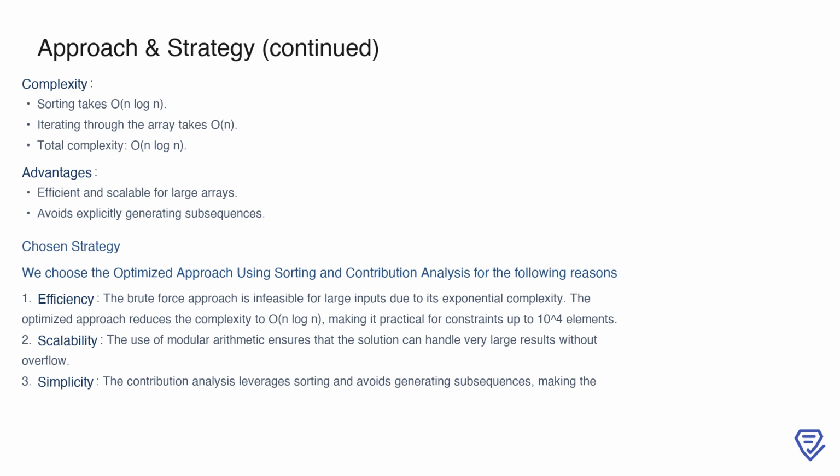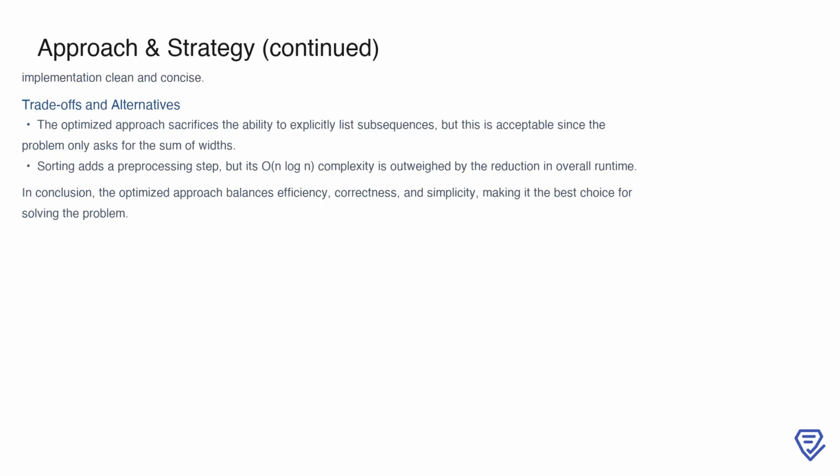Given these advantages, the optimized approach is the clear choice for solving this problem. It strikes a balance between computational efficiency and simplicity, ensuring that we can handle even the most challenging input sizes. While the optimized approach does not explicitly generate subsequences, this trade-off is acceptable because the problem only requires the sum of widths, not the subsequences themselves.